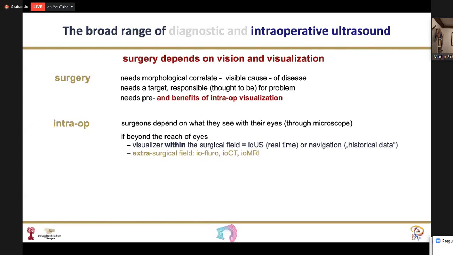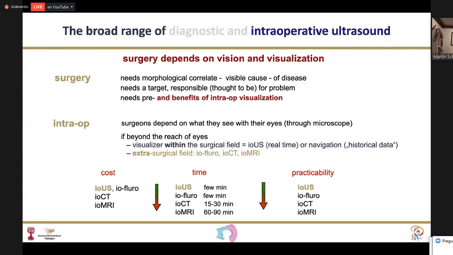And if we look now at cost, time, and practicability, the more red, the more cost, the more time, and the less practical. Intraoperative ultrasound is number one in each category. It's the cheapest, it is the fastest, and it is the most practical. And intraoperative MRI, which is a great tool, which we use a lot and which we love a lot, is expensive. It takes you 1.5 hours to get the scan, and therefore the practicability is much lower, although the resolution, of course, is unbeatable for certain pathologies like low-grade gliomas.